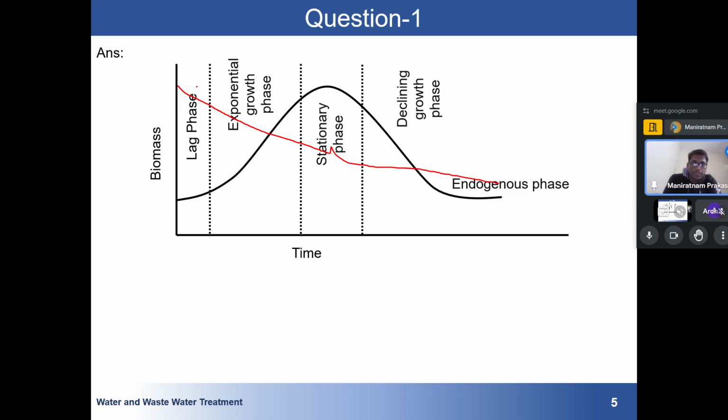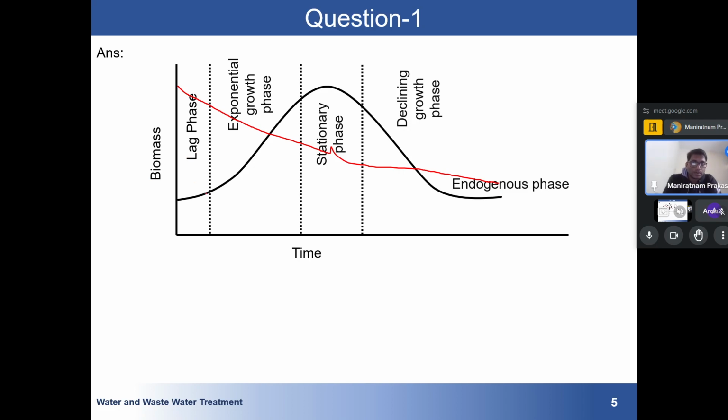So initially there will be some lag phase. As soon as I have introduced the microbes in my system, the microbes will adjust to the condition in the wastewater, depending upon the pH or the presence and kind of organic matter. So the initial phase is known as lag phase.